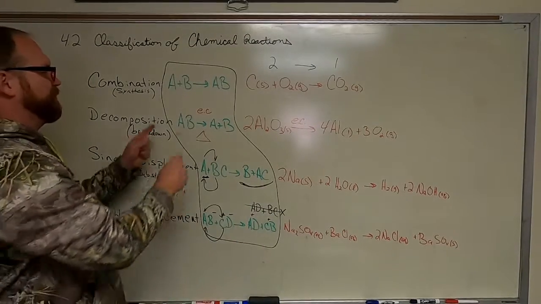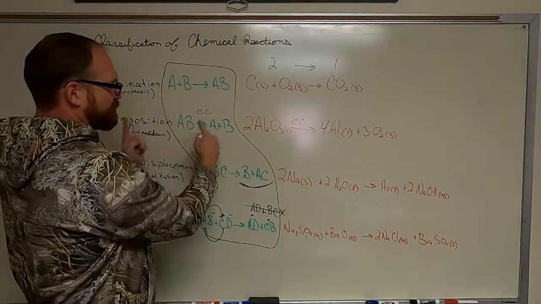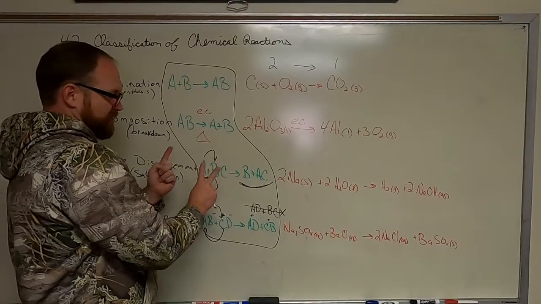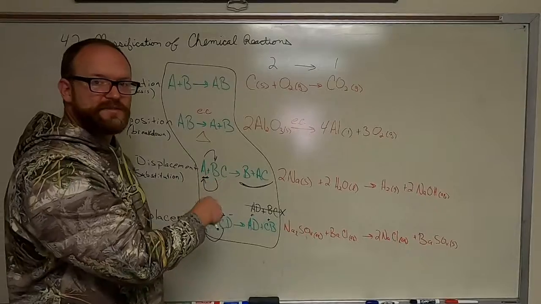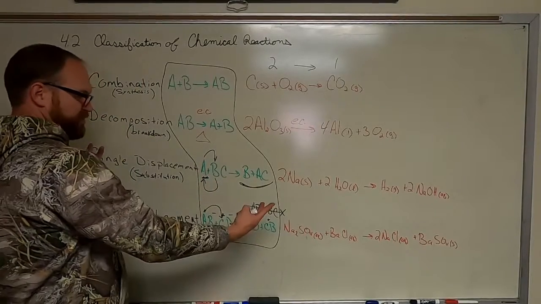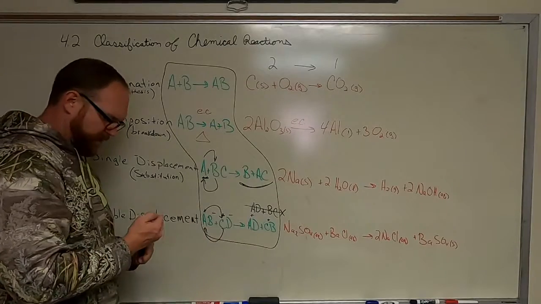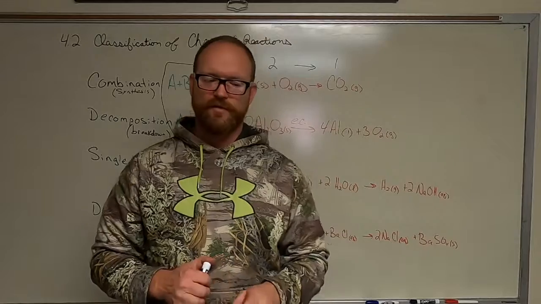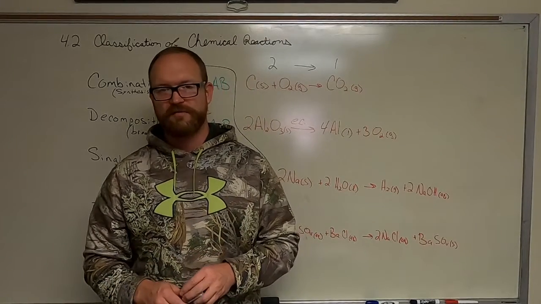But just remember, if we're putting two together to make one, it's a combination. If we have one, and it's breaking apart, decomposition. If we have one and two, and one of those is switching spots, single displacement, because it's one displacing. Down here, two and two, where the two front ones are switching spots, well, it's going to be a double displacement. All right, and that's pretty much it for classifying these types of reactions, and you can see your homework there. If you have any questions, let us know.